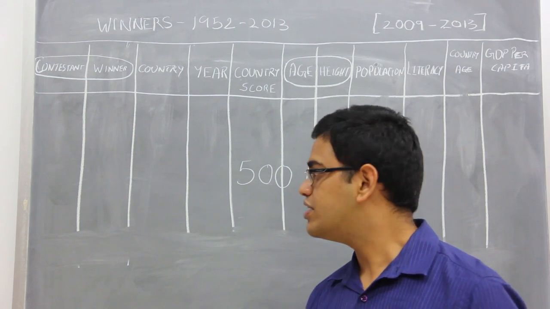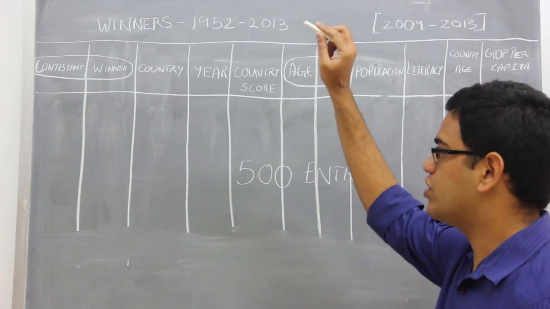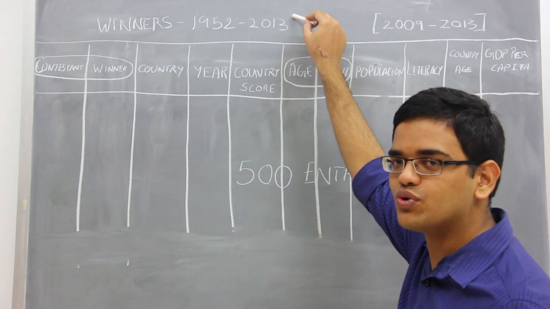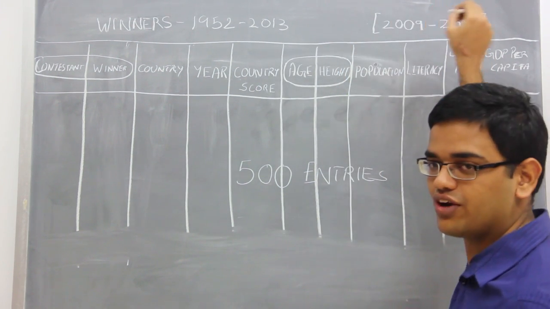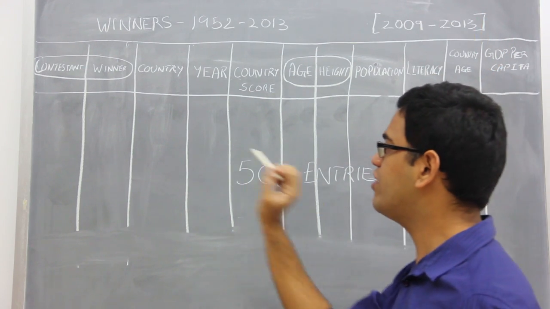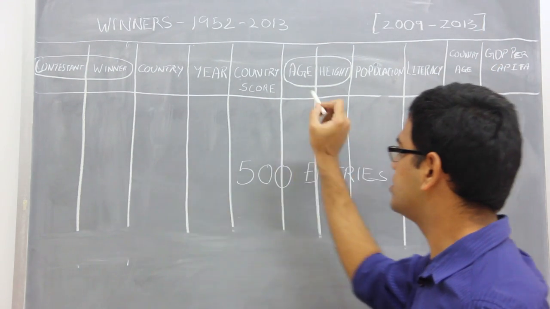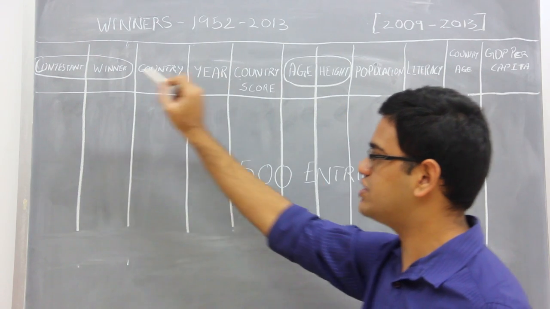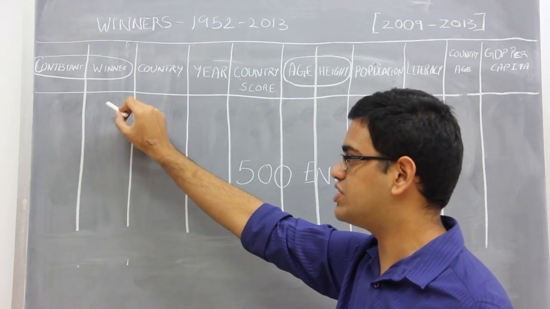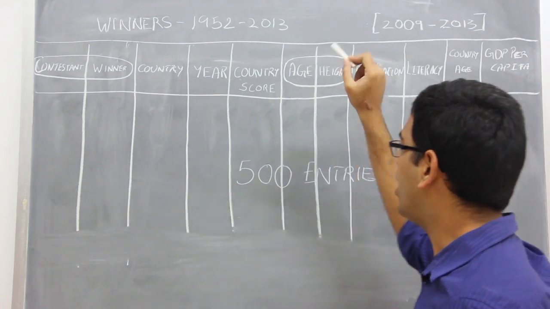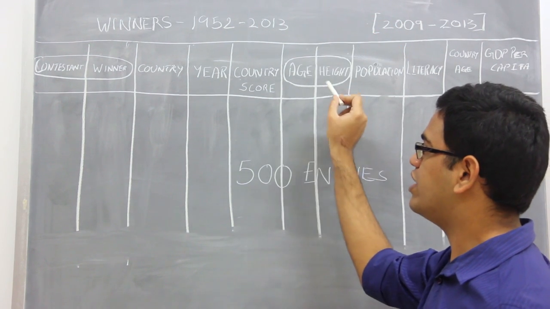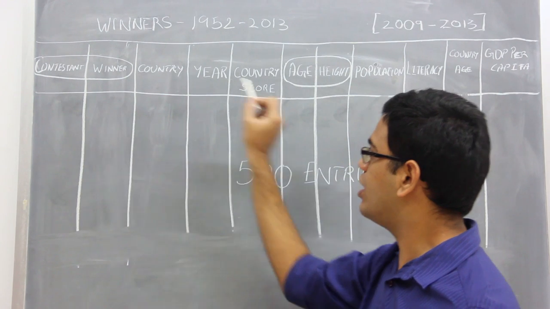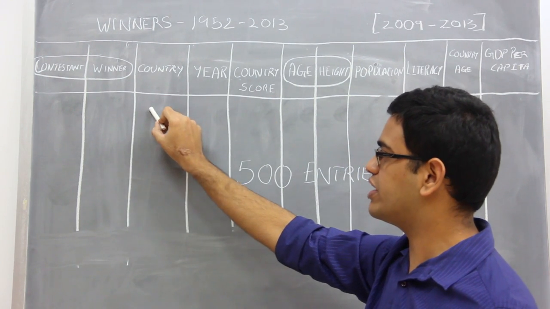That we have arrived at. So this data matrix is for all the winners from 1952 to 2013, and then we have all the contestants from 2009 to 2013. So here we have these fields related to the contestant, that is the name of the contestant, whether she was a winner or not, and her age and her height, and related to a country, for each contestant in a particular year, she will be representing a country.